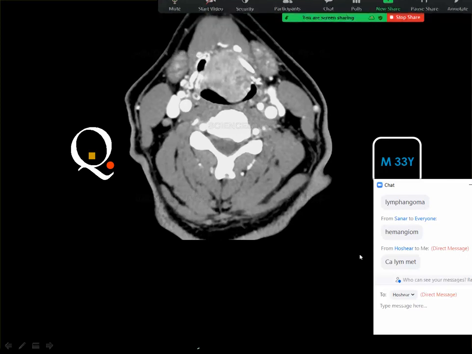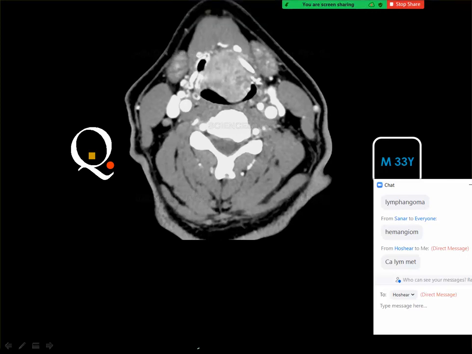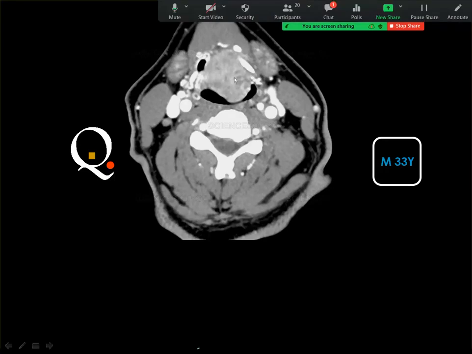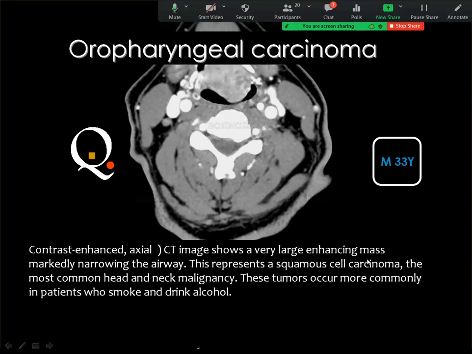Carcinoma, lymphoma, metastasis. Okay, then actually, if you are in the exam and you are asked about this lesion, and you say there is a solid soft tissue mass with heterogeneous enhancement located in the upper part of the larynx and protruding into the oropharynx, likely malignant, and there is no evidence of enlarged lymph nodes except for this very small node on the right side, then your diagnosis is a squamous cell carcinoma of the oropharynx.